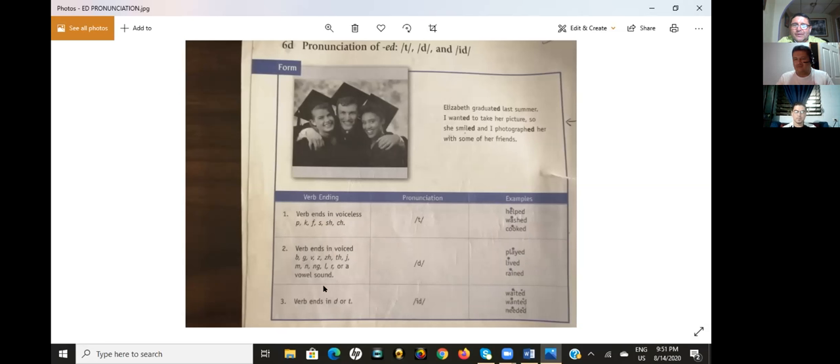And then sound number three, in sound number three, we don't care if it's a voiced or voiceless sound. It doesn't matter if it has vibration or not. ED is pronounced with the extra syllable. And that is how you classify the sounds.